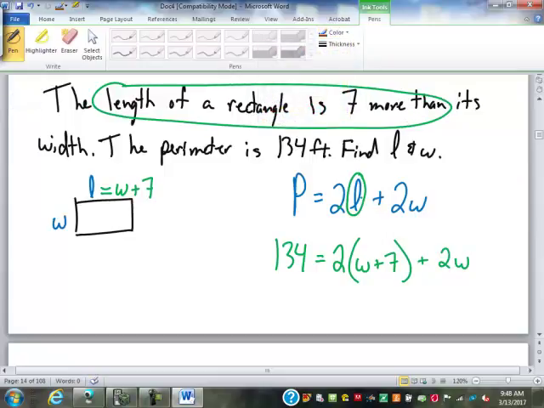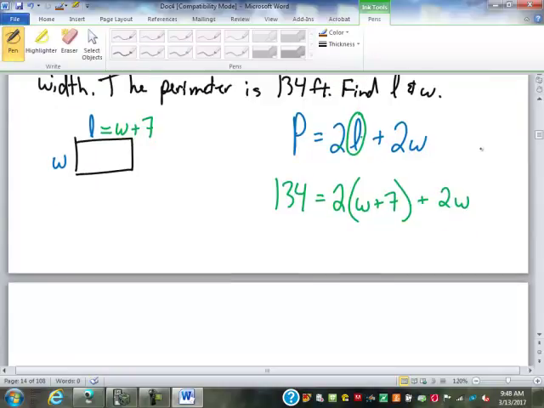So now we got to do some combining, simplifying on the right side. The left side is just 134. What do we have to do on the right? Distribute that 2 through the parentheses. Right? We see a parenthesis, so it should draw us in. Nothing to do inside them, so we're going to have to multiply by 2. 2 times W? 2W. 2 times 7 is 14. Now we got the 2W.